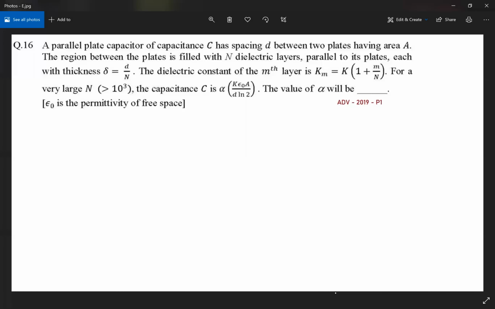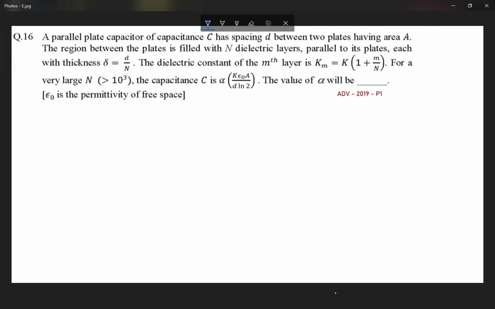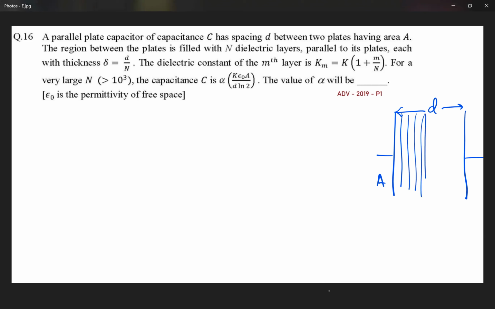A parallel plate capacitor of capacitance C has a spacing D between two plates with area A. The region between the plates is filled with N dielectric layers. So you take a capacitor and you say that there are two plates of area A and the spacing between the plates is equal to D. And there are N layers over here. So if the distance between the plates is equal to D, the thickness of each layer is equal to D divided by N.